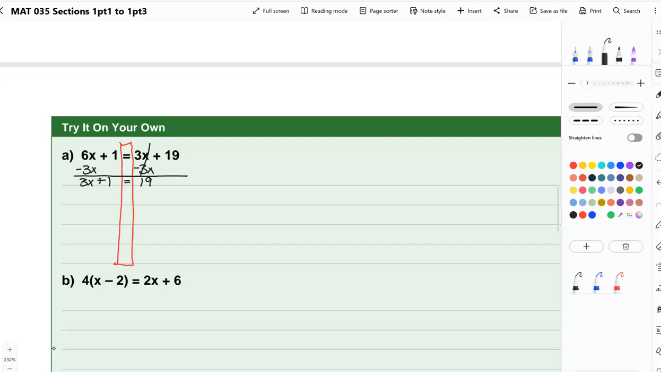So now we're going to peel off the layer with that 1. The opposite of plus 1 is minus 1. The 1's cancel, so that zeroes out. So I'm left with 3x on the left. 19 minus 1 is 18. So 3x equals 18. We're going to divide by 3. On the opposite of multiplication there. 18 divided by 3 is 6. So our final answer is x equals 6.